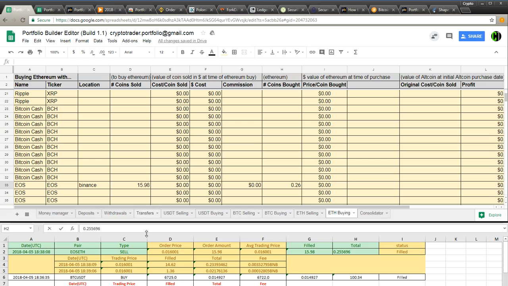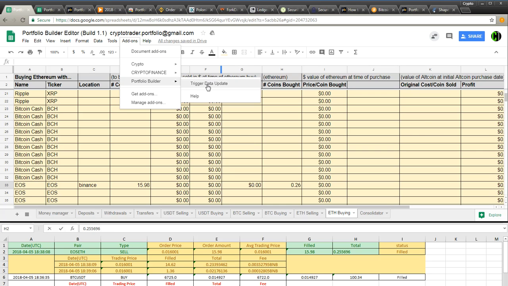Now what's going to happen is after I filled in all of my trades, what I need to do each time is trigger a data update. So I'm going to do that and pause. This takes about 2 minutes to do each time. So I recommend filling in all of your trades and then doing one update.